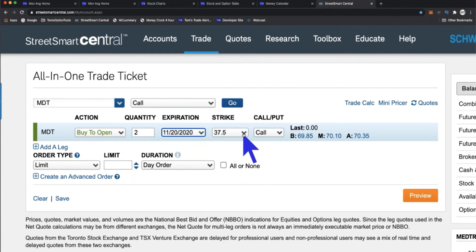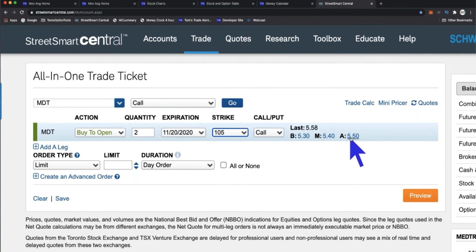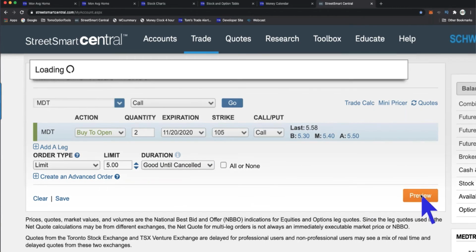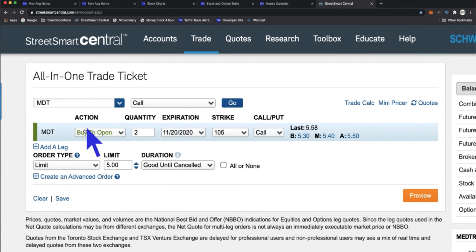That's going to change the strikes. And you see there's the 105s. They went 530 by 550, 540 in the middle. I want to put a limit order in of $5. And maybe I do that as a good till canceled, right? Preview the trade, and there's my trade preview. And I can place that order, but I'm not going to place it ahead of all of you. But you can see here, buy to open, 105 call.